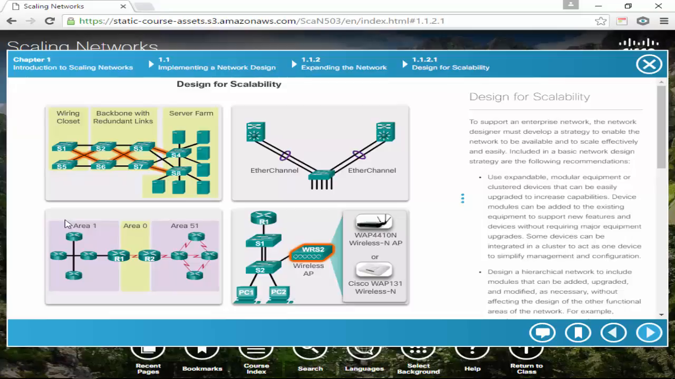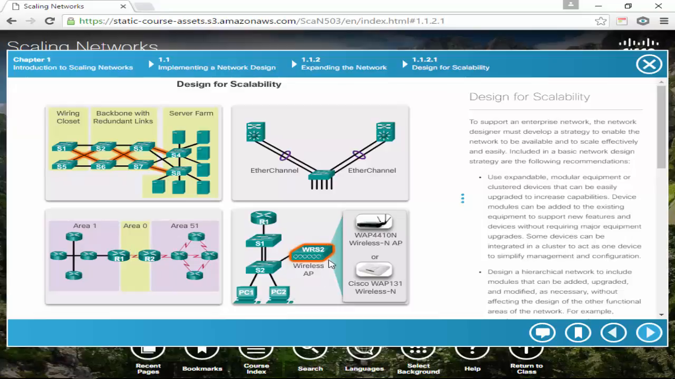Right here, these areas, this is multi-area OSPF. We did OSPF last class, but it was based on a single area, and this is where we have multiple areas. Hopefully you remember, area 0 is the backbone area of OSPF, and all areas must connect to it. And that's what we're seeing here.